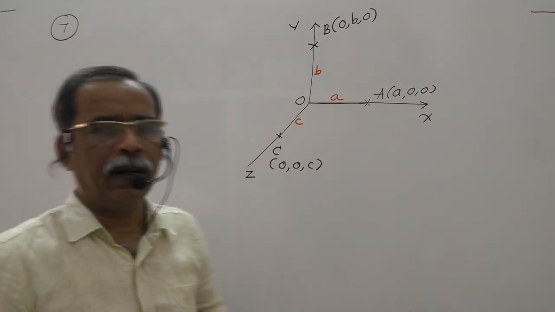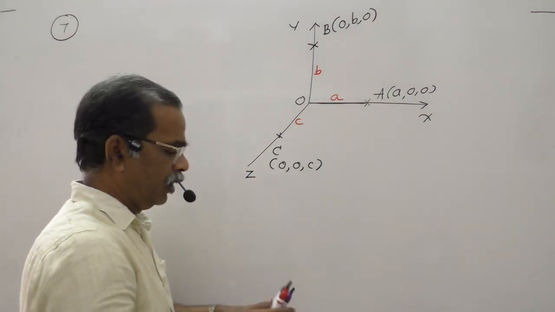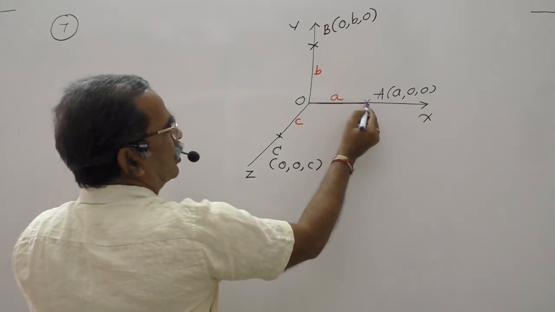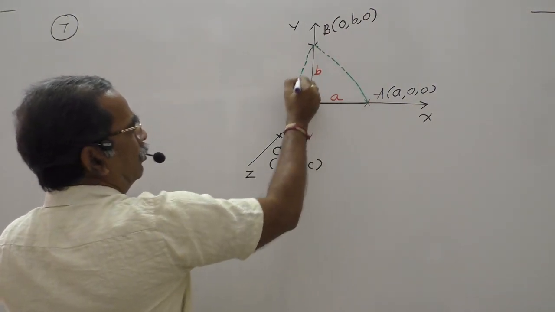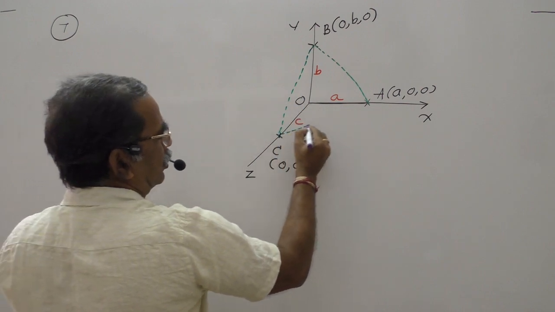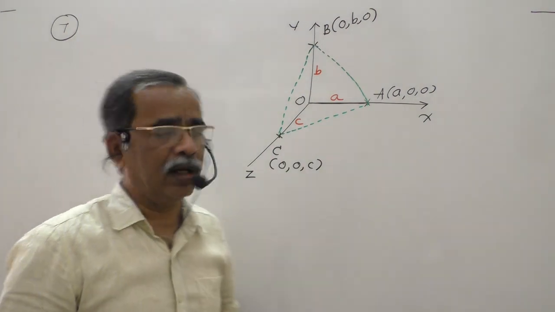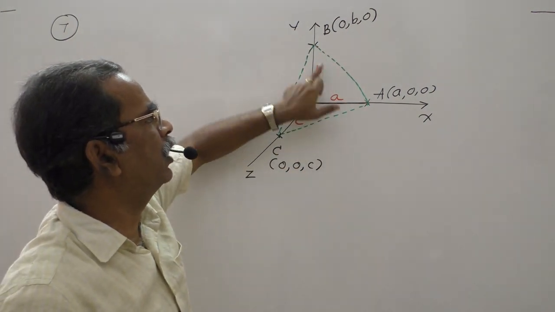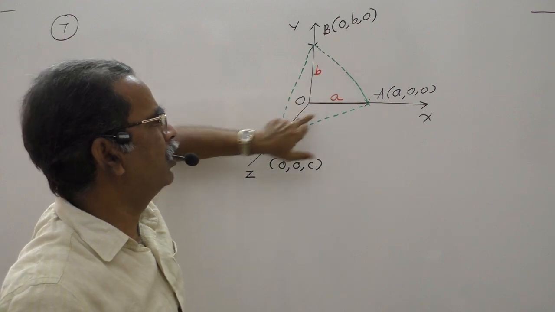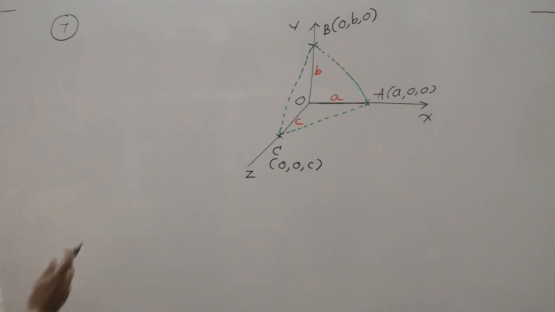Now, the plane will be forming some triangles. For example, the plane is cutting the x-axis here, the y-axis here, and the z-axis here. So it will be forming some triangles. This plane is forming a triangle with the xy axes, yz axes, and zx axes. So we will see those.